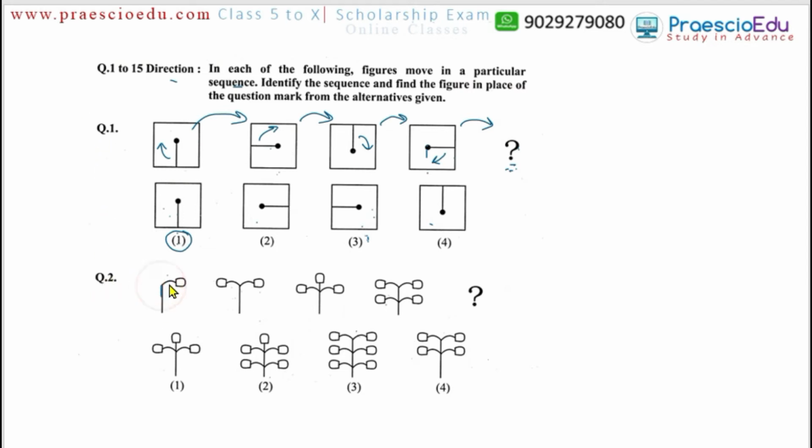Now question number 2. Here there is a vertical line, one number. Now here two numbers, now here three numbers, now here four numbers. So here there must be five numbers. Five means which figure? That should be option number 2.